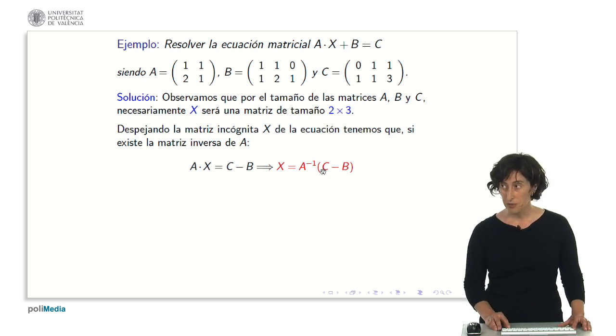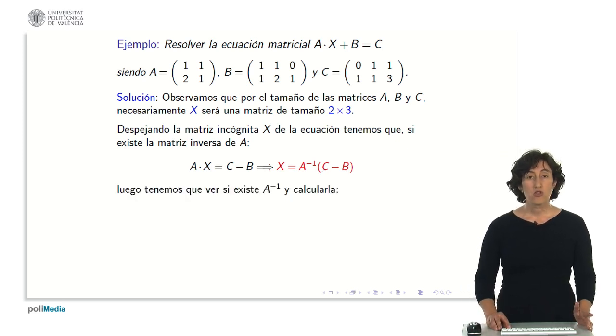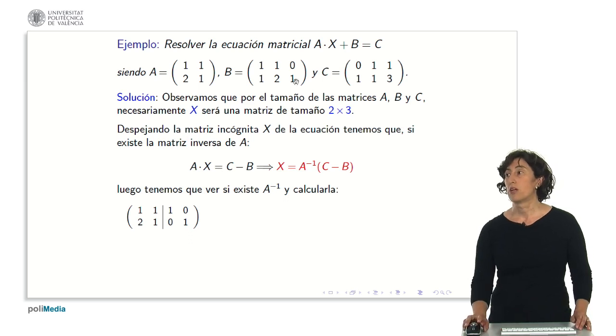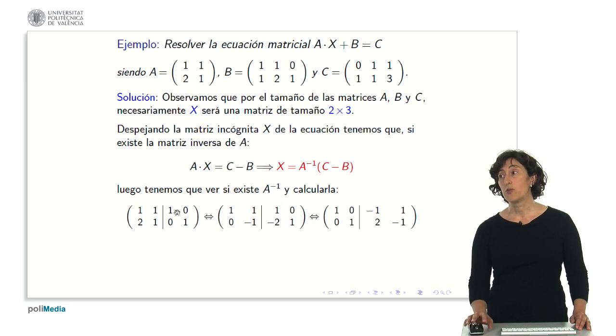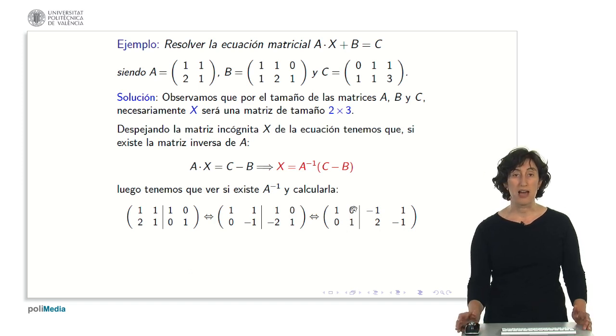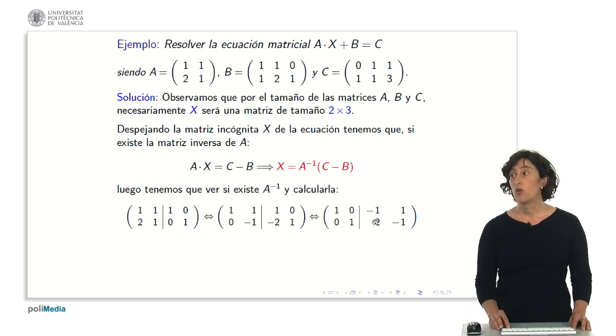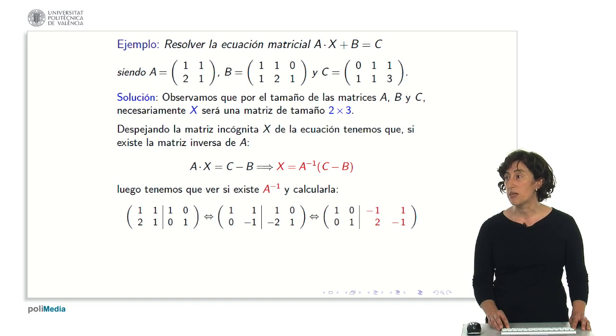Well, let's see if A inverse exists. We use the Gauss method. We put the matrix A, we put the identity matrix, and we perform operations to see if we can exchange these two matrices. Performing valid operations, we arrive at that. We have been able to exchange these two matrices, with which the inverse of A is minus 1, 1, 2, minus 1. That inverse matrix exists. Then, we only have to substitute that inverse matrix, the inverse of A, in the expression of x to obtain the solution of the matrix equation.